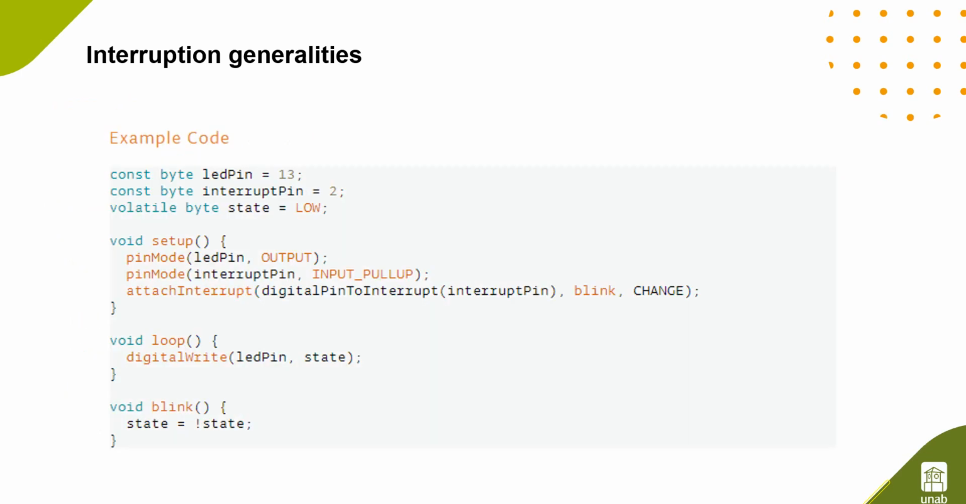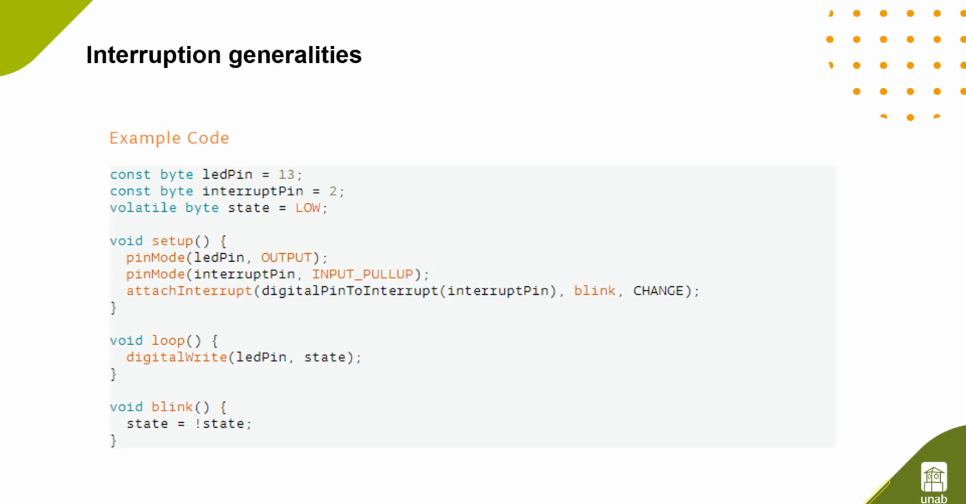Here we have an example code. First, we declare the variables. I'm using LED pin, which is pin number 13, and this is a LED included in the Arduino board. Then I declare the interrupt pin as number 2, so this will be our digital pin to interrupt. Then I declare a state as low, so I'm going to use the state to change the state of a LED. It will be changed to high, then to low, then to high, whenever the interruption appears.